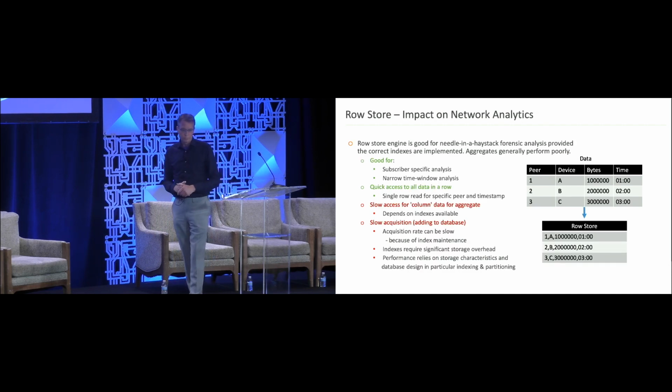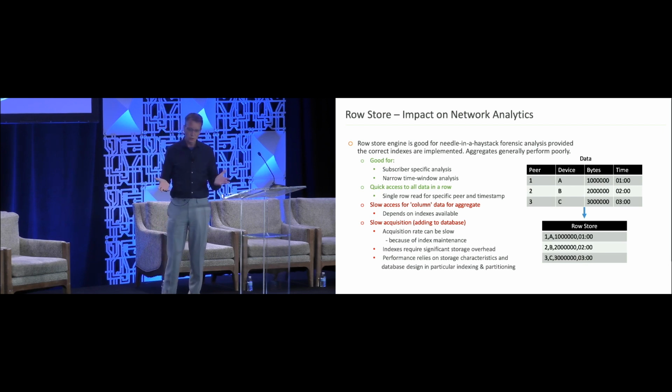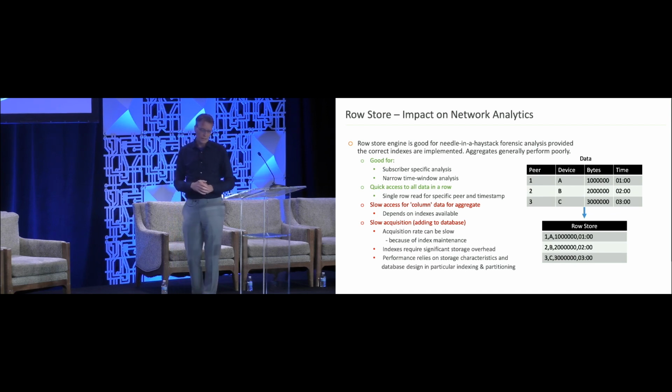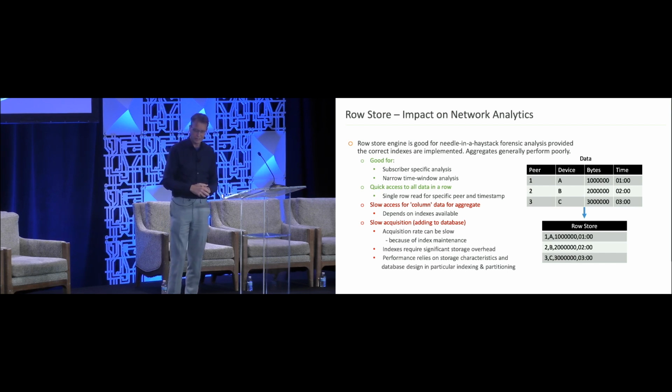The row store is great for very narrow analysis. So if you're looking for information relating to a particular subscriber, or you're looking for information about something that happened in a very narrow time window, it's good because you can have the indexes in place to find that data and bring it back. It's slow for things like aggregation. So if I want to aggregate all the bytes sent or consumed over my network, it can be very slow because I might have to scan all my rows to get that information.